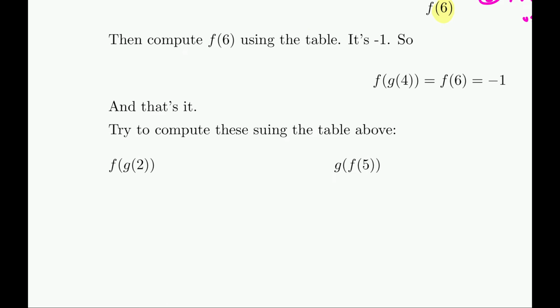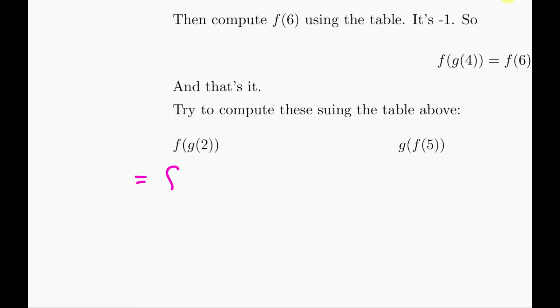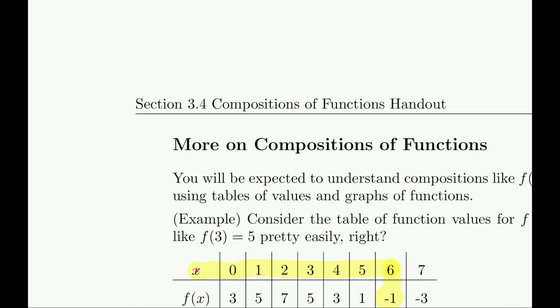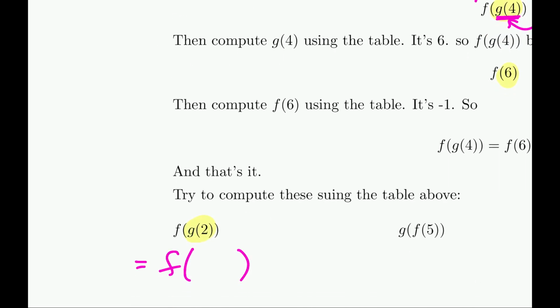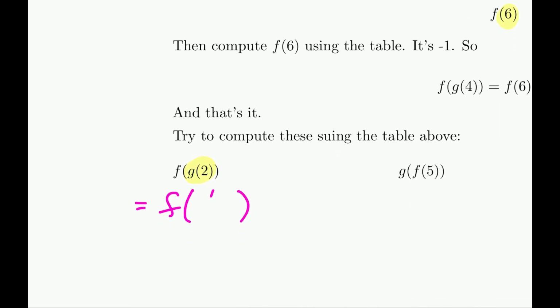So if I want to do this one, f of, what are we going to do? Well, we're going to look up g of 2 in the table. So you go up to your table, we want g of 2. So you go over to 2, and then down to g. So we end up at 4. g of 2 is 4. Fill that in. Now you have f of 4.